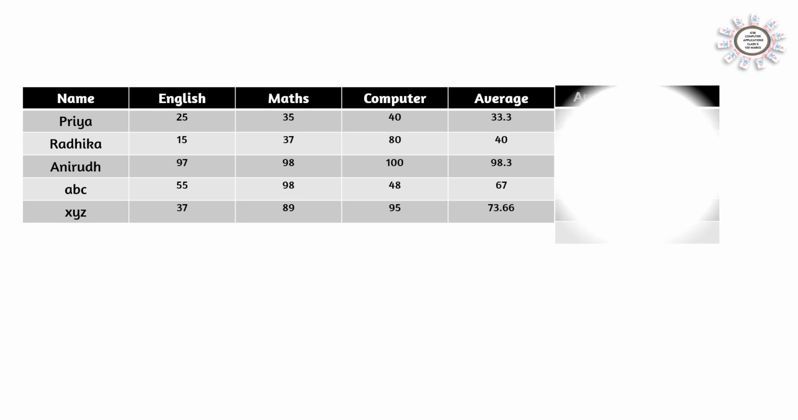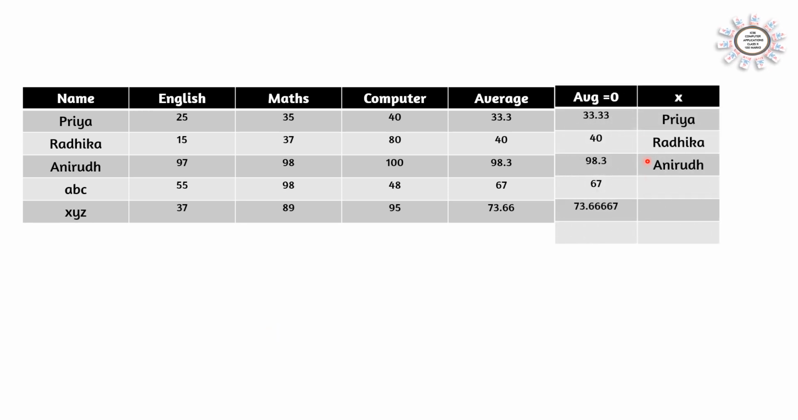How will we do it? So here we can see in the beginning AVG was 0. So if AVG is less than average, here we are comparing, then AVG is equal to average and X is equal to name. So in the beginning it was less. So in average 33.33 has gone, and in name Priya, that means the first child's name has gone. And then the second child got 40. So when we are comparing, AVG is again less. That means 40 will go here and the particular student's name will go to X.